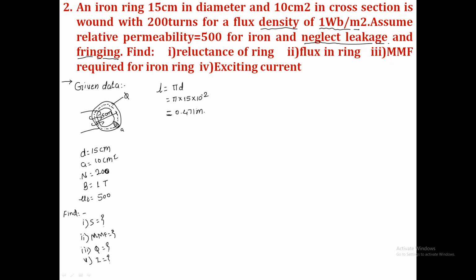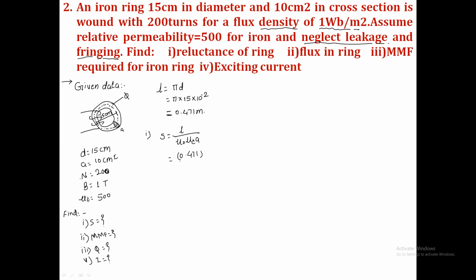0.471 meter. Now keep this answer on your calculator as it is, because it is required for the further calculation. Now first, what we have to calculate? Reluctance S. What is the formula? L divided by mu 0 mu r A. Let's try to calculate.